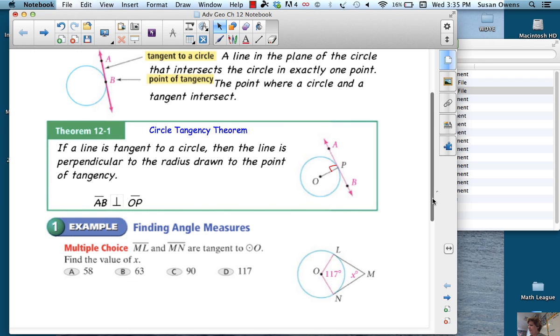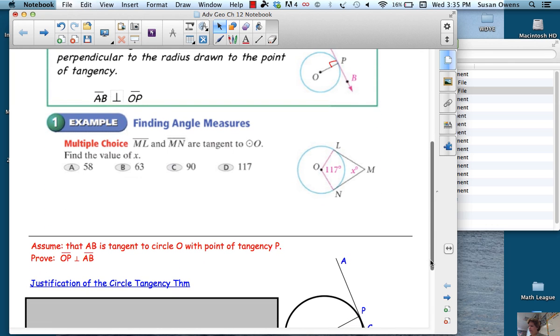Now the biggest mistake I see with this one is students will see, like, I could draw a line that goes from P and goes to another point on the circle. Those would not necessarily be perpendicular. What's perpendicular is a line drawn from that point to the center of the circle. That is what is perpendicular.